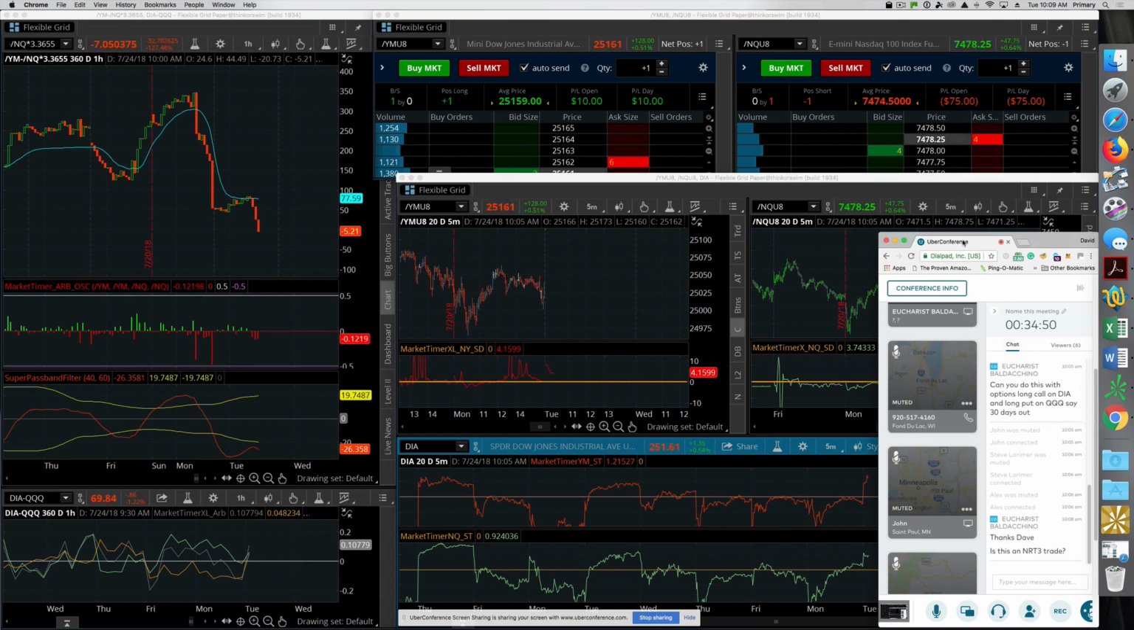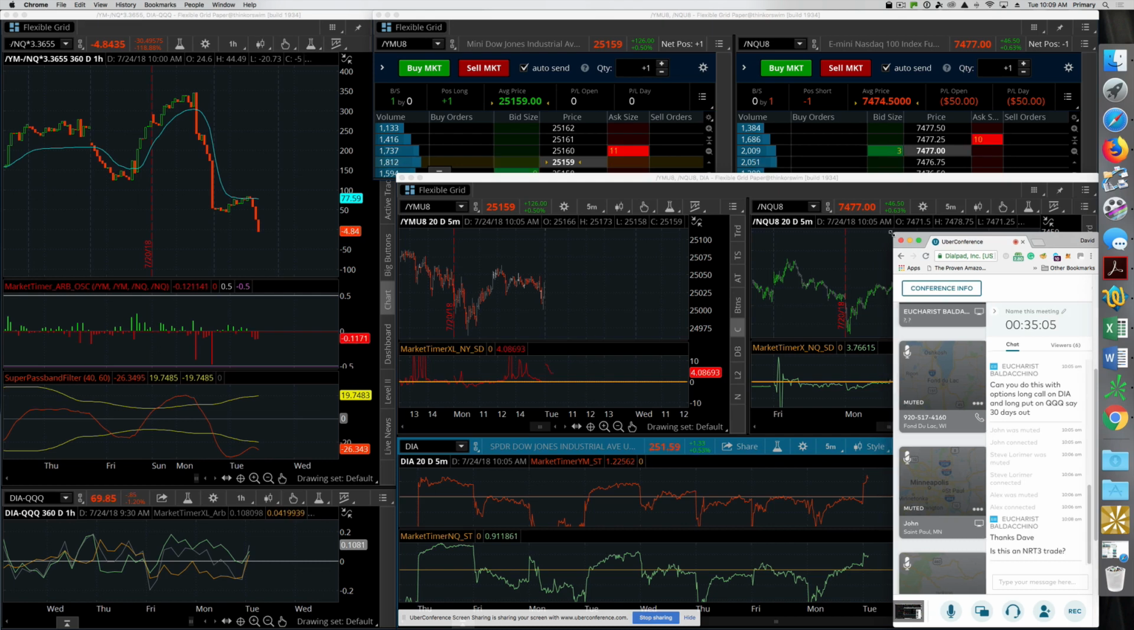It is an NRT3 trade, but it only uses the YMNQ. Like I said in those videos, the YMNQ is my favorite trade for NRT3. I'm not using RTY or the ES at this point. I'm just using YM and NQ.